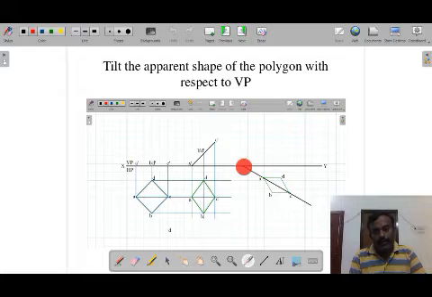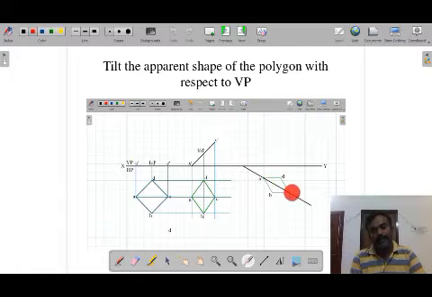Now rotate the top view for the given angle of inclination according to the edge conditions. Here the inclination is given as 30 degree. The diagonal passing through the resting corner, here the resting corner is A, is nothing but AC. So AC should make an angle of 30 degree. So don't change the dimension, just rotate the apparent shape of the top view by keeping the diagonal AC at an angle of 30 degree.